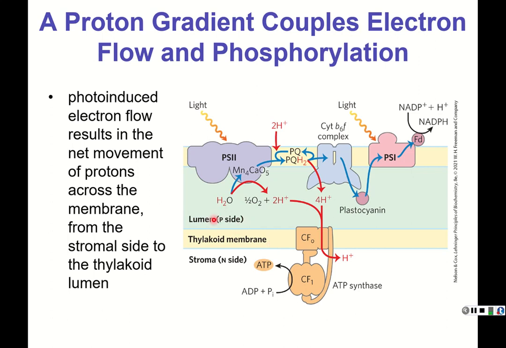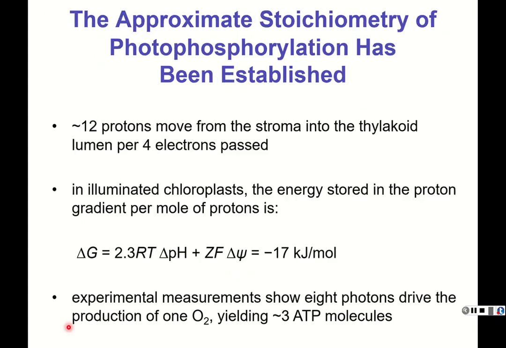The lumen, sometimes known as the P side or positive side because that's where the proton gradient is being generated, and the stroma is also sometimes called the N side or negative side. So approximately 12 protons move from the stroma into the thylakoid, the lumen side of the thylakoid, for every 4 electrons that are passed through this machinery.